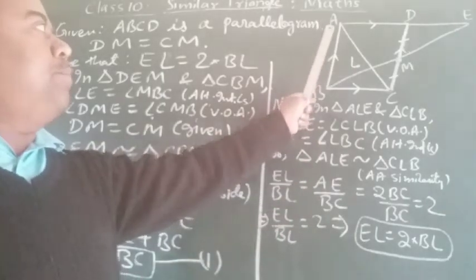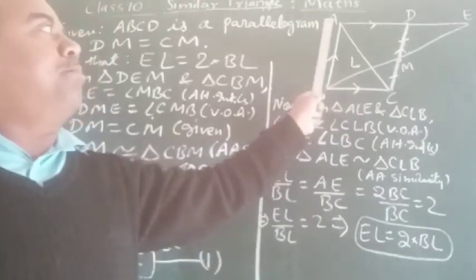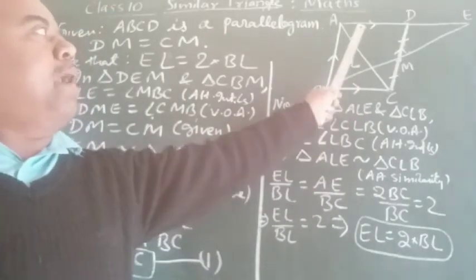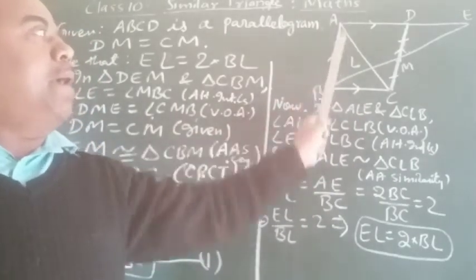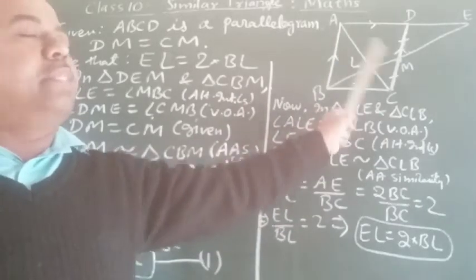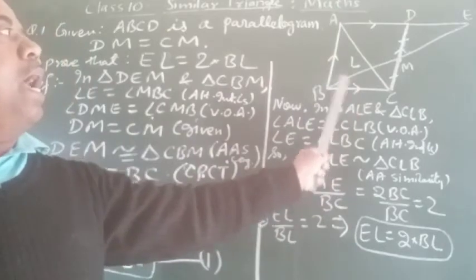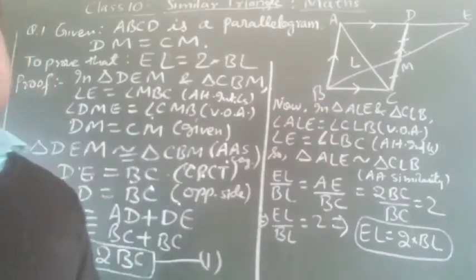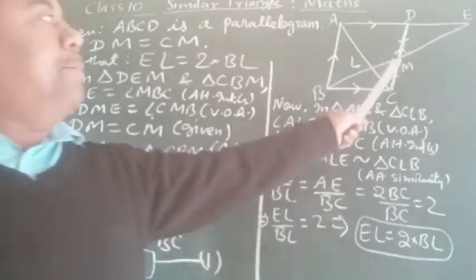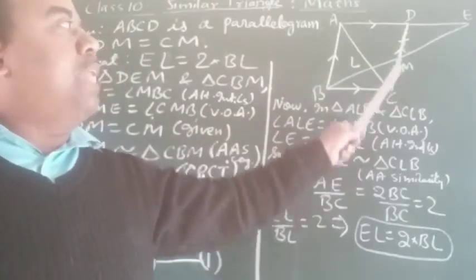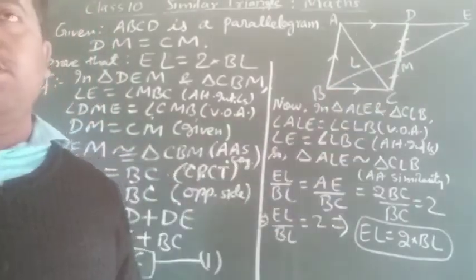Now look, ABCD is a parallelogram. In a parallelogram, opposite sides are parallel, right? AD parallel BC, similarly AB parallel CD. Opposite sides are equal, AD equal to BC and AB equal to CD. It is given that M is the midpoint of DC. That means DM and CM are both equal.